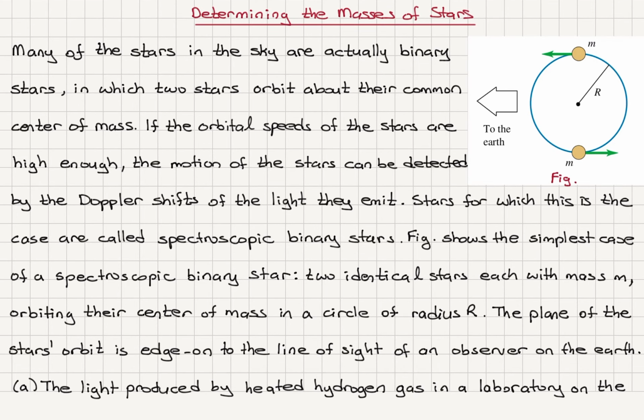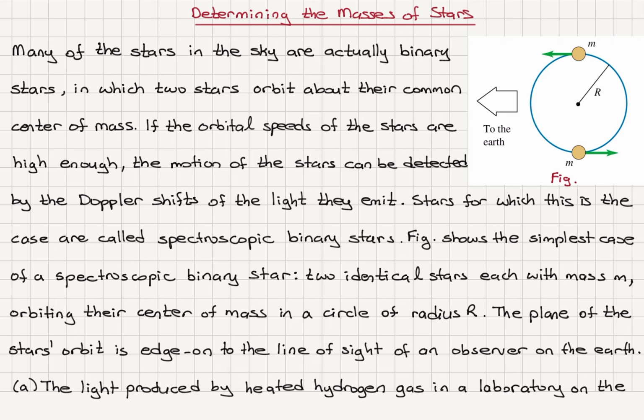We're continuing our discussion of the problem on determining the masses of stars. And remember, we have a binary system. These stars are moving in a circular orbit around the center of mass, and they have identical masses. And we are trying to measure the masses of these stars from the Earth.